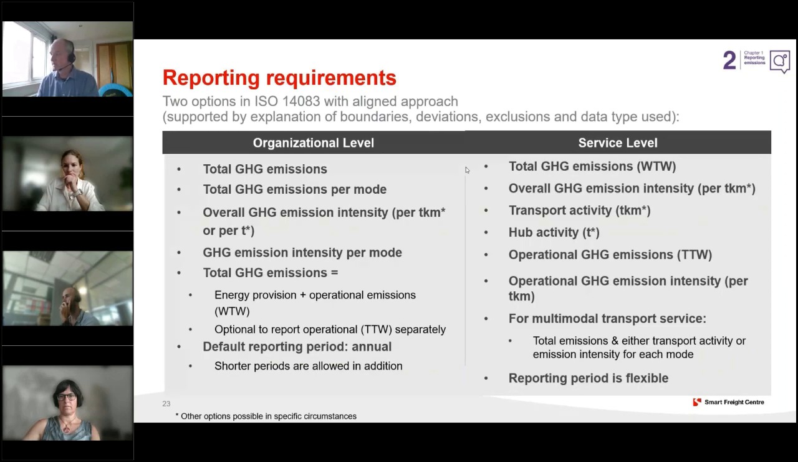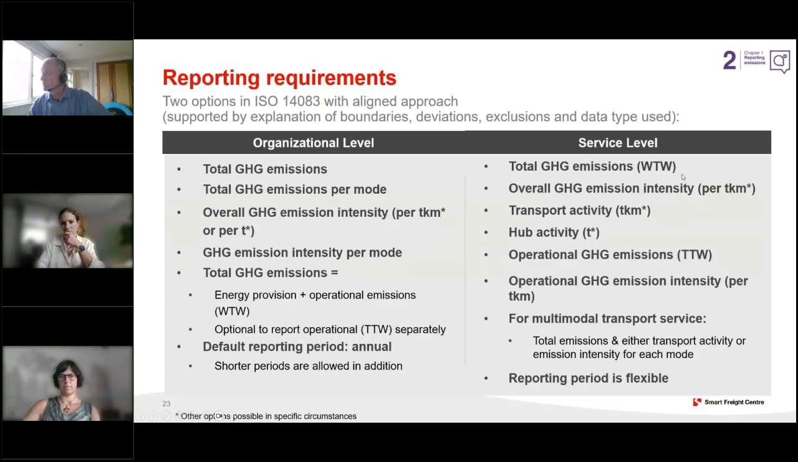This would really probably be supporting those bilateral, potentially confidential exchanges of information that are going to become more and more important between service providers and their customers, to ensure that information does flow through the chain. And at the service level, we do request that the operational emissions are split out from the total, so that you can understand what the balance of the two is.